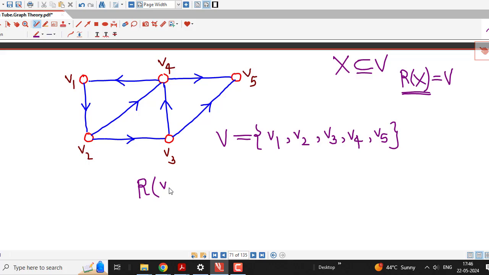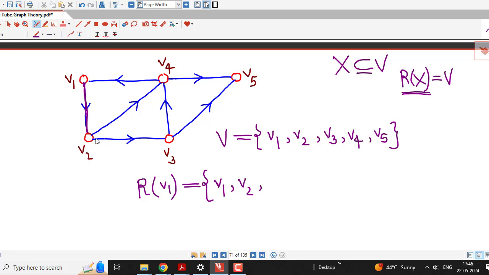So first we find out reachable set of V1. Reachable set of V1 means all those nodes which are reachable from V1, and we always assume that every node is reachable from itself. So we include V1. Then we can see that here it is possible to reach V2 from V1, that is there exists a path from V1 to V2, therefore V2 is reachable from V1.